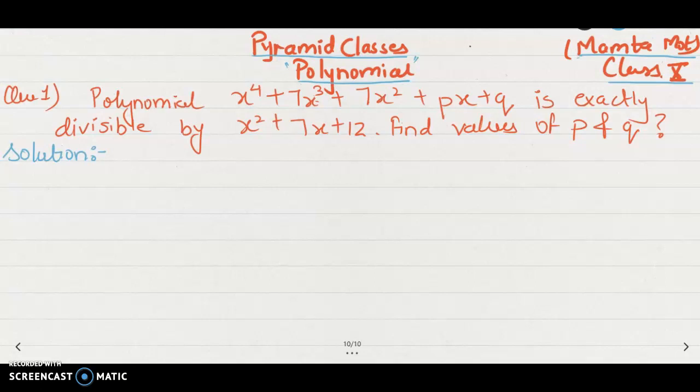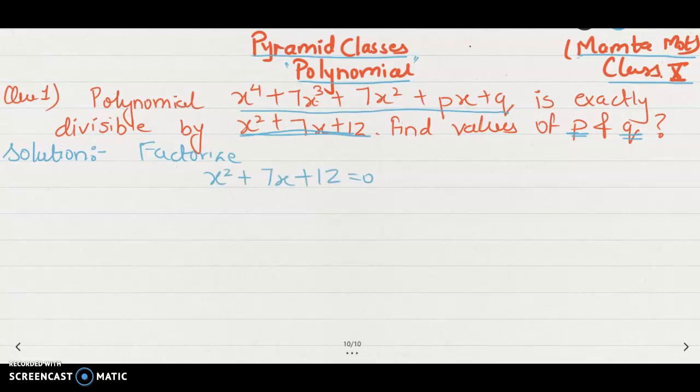Okay, so let's start. We are given a question: the polynomial x raised to the power of 4 plus 7x cube plus 7x square plus px plus q is exactly divisible by x square plus 7x plus 12. We need to find the value of p and the value of q. First of all, we are going to factorize this quadratic polynomial x square plus 7x plus 12 equal to 0.